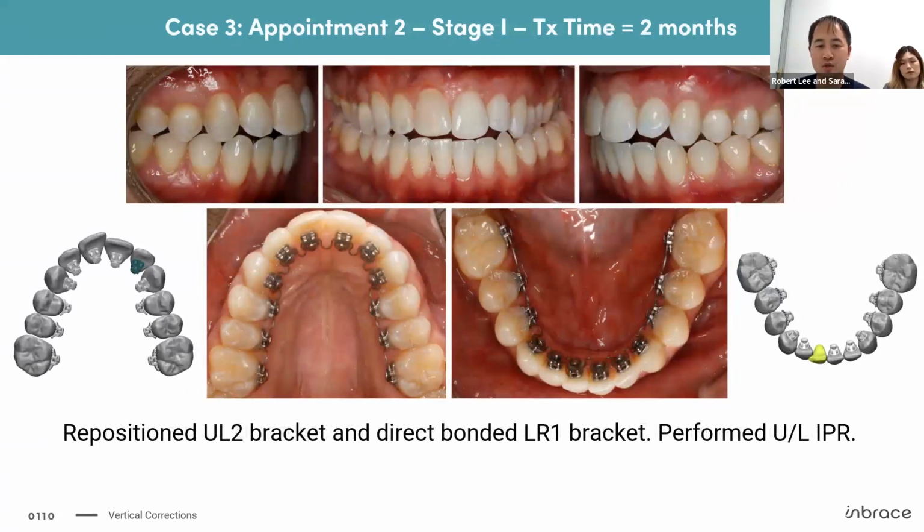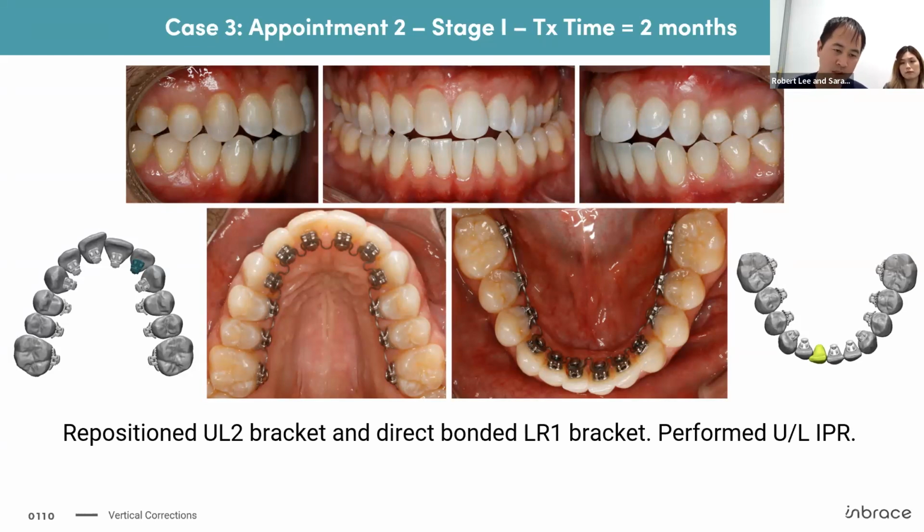When he came back 2 months later, usually anytime there's an off-centered bracket like upper left 2, or there's a directional bonded bracket like lower right 1, where it's not too severe of a rotation, I know that I can get a bracket on the next appointment. I know that I can write that in my next visit notes. My staff knows to have that all set up.